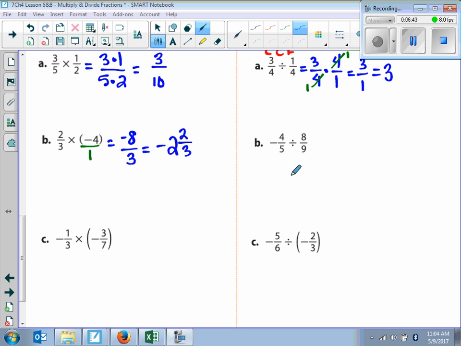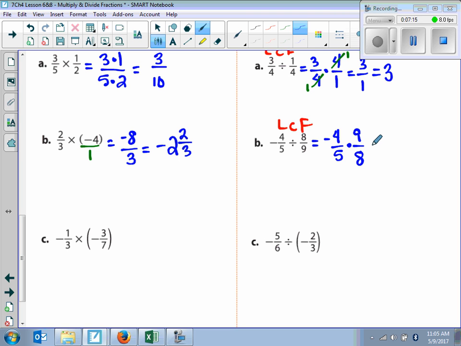All right, so over here, for the division B, we've got -4/5 divided by 8/9. Okay? So we're going to rewrite the first fraction. That's -4/5. We're going to leave it, change it, flip it, right? So the division becomes multiplication, and the 8/9 becomes 9/8. Very good. We're multiplying by the reciprocal.